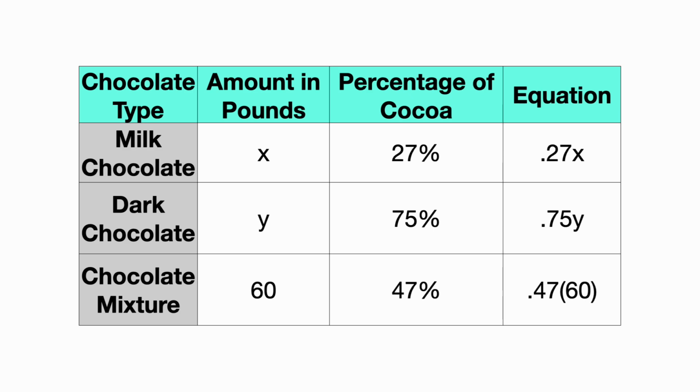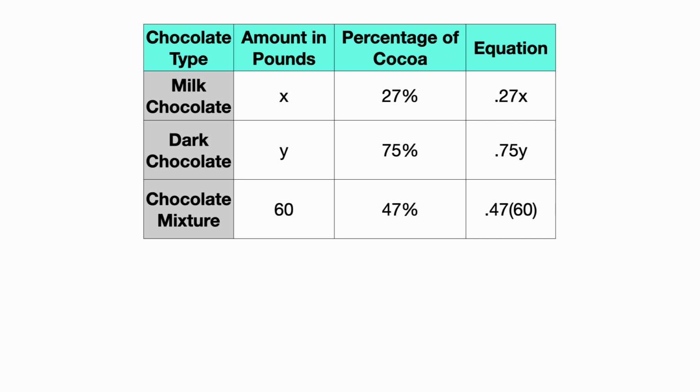We can now get the equation for each of the chocolates. We see that 27% cocoa for x pounds of milk chocolate gives us 0.27x as the equation. Next we have 75% cocoa for the y pounds of dark chocolate, and we get the equation 0.75y. Finally, for the chocolate mixture, 47% cocoa for 60 pounds, we'll have 0.47 times 60. As we can see, we have two unknowns, the amount of milk chocolate, x, and the amount of dark chocolate, y, that we need to find for the solution to this problem.